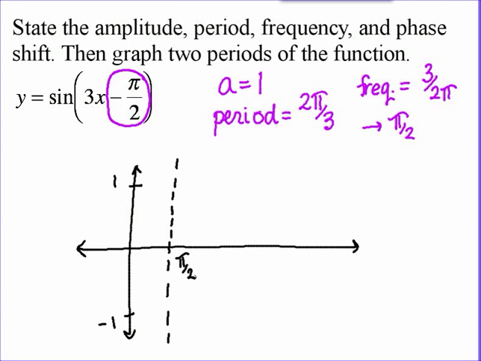How do you know it's to the right though? That's my own question. Because it's the opposite of negative pi over 2. And if it was a positive? It would be to the left, yes. So now the period is 2 pi over 3. So that means I start here and then I go over 2 pi over 3.